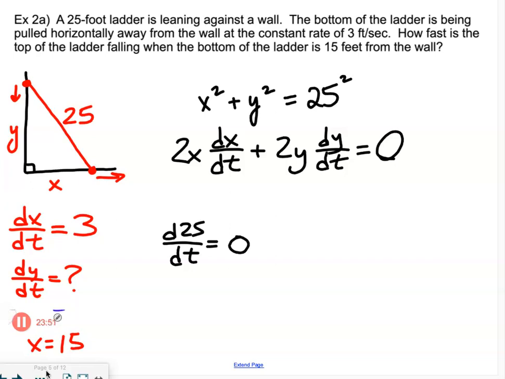Before I plug in numbers, if there's something I can clean up, I usually clean it up first to make the math easier. So I personally would divide both sides by 2. All right, now we start plugging in numbers. Once you take the derivative, you plug in the numbers. What's the x?